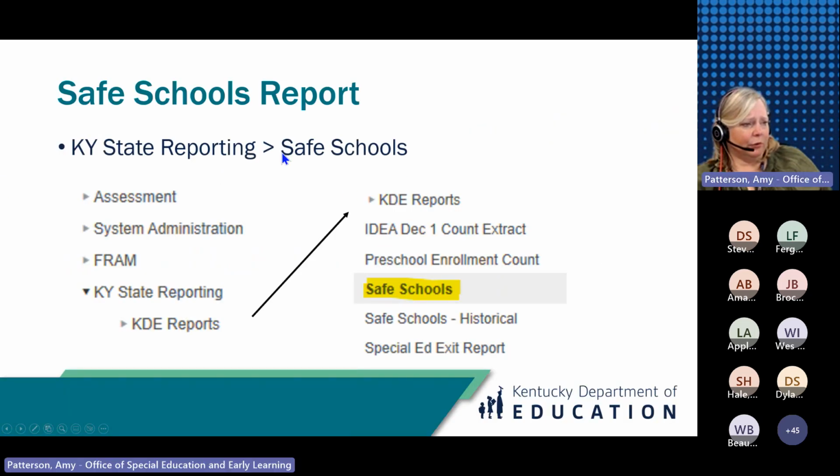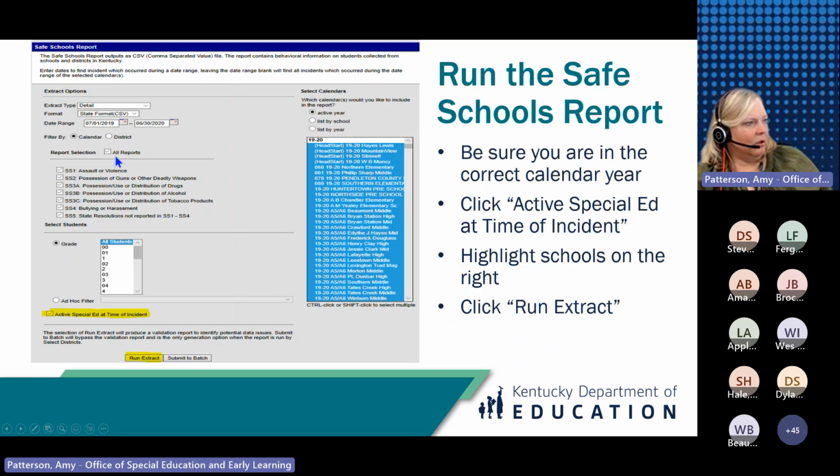To run the Safe Schools report, you are going to go to Kentucky State Reporting and then to Safe Schools. This is supposed to be underneath this, but it did not fit. So you're going to click on that and select Safe Schools. You're not going to select Safe Schools Historical, that is from 2017 and before. So it's going to look like this.